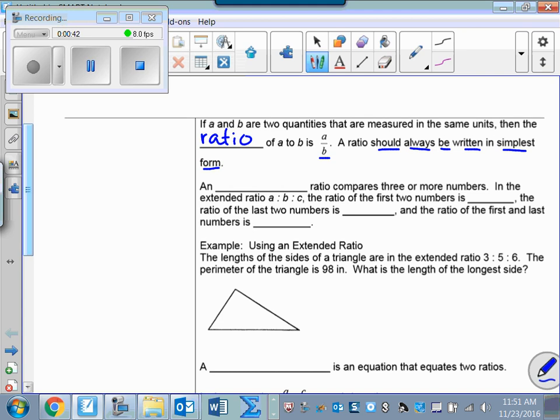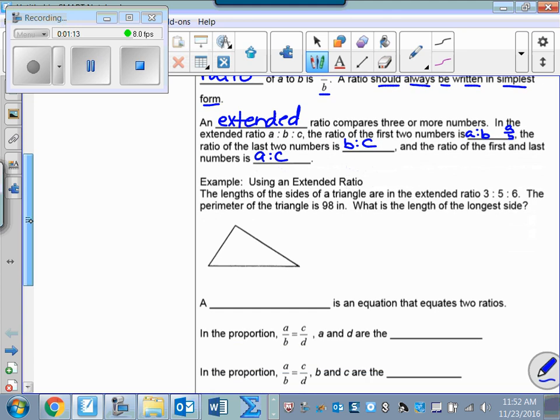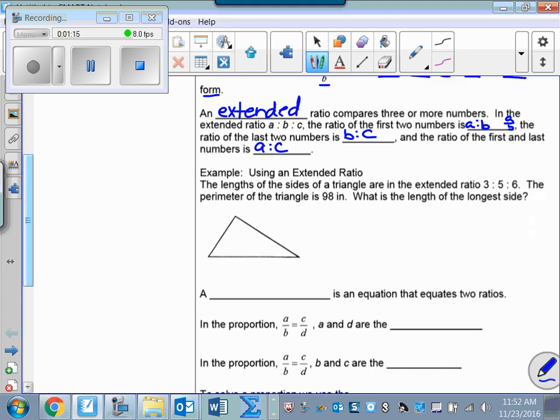All right, we also talk about what's known as an extended ratio. What is an extended ratio? It compares three or more numbers. In the extended ratio, A to B to C, the ratio of the first two numbers is A to B, or A over B. The ratio of the last two numbers is B to C, or B over C, and the ratio of the first and last numbers is A to C, or A over C. All right, so let's see how we're going to use that extended ratio concept.